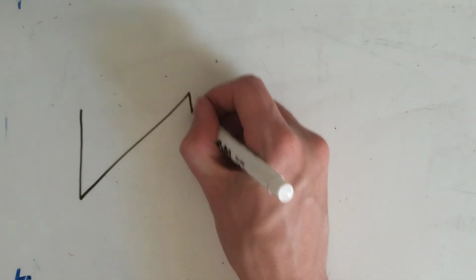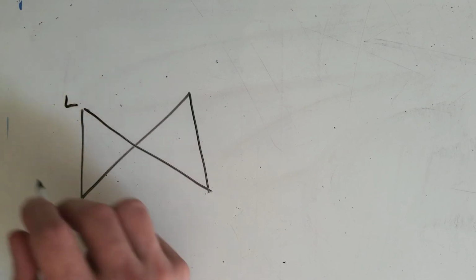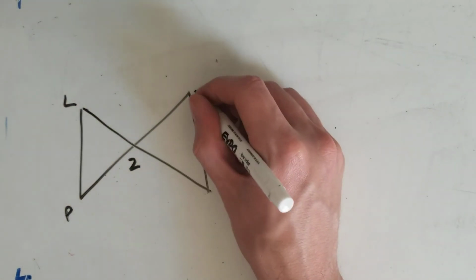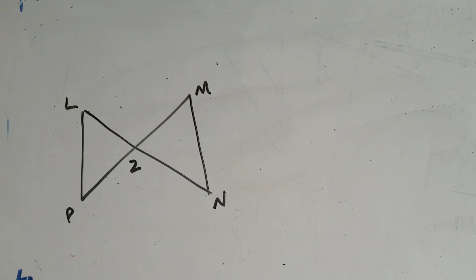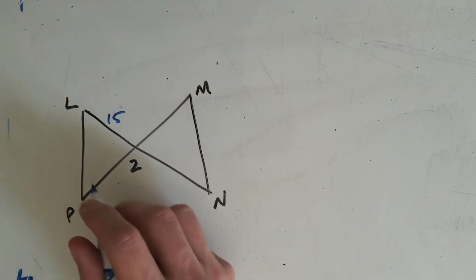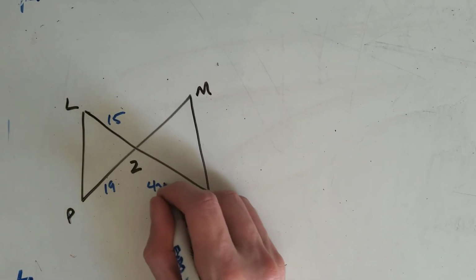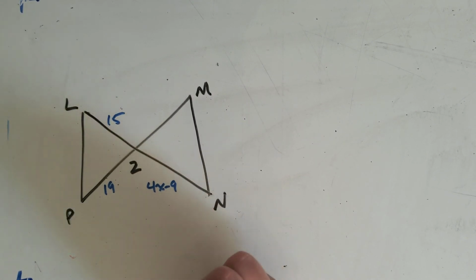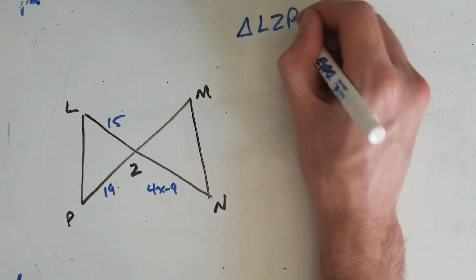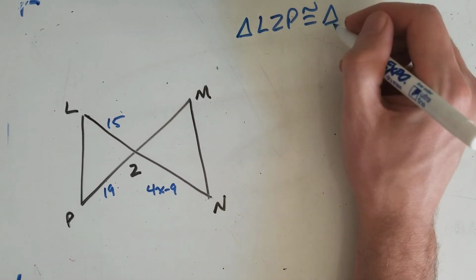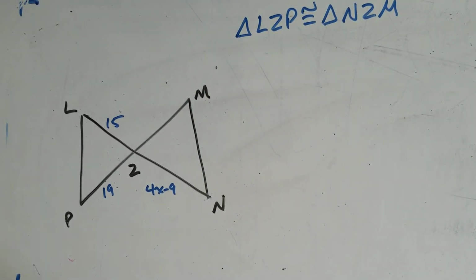Looks like this. Kind of like this. And we have L, P, Z and then M and N. We are given, I'll put these in different colors, this side is 15, this side is 19, and this side right here is 4x minus 9. And we are also told that triangle LZP is congruent to triangle NZM. And we're trying to find the value of x here.